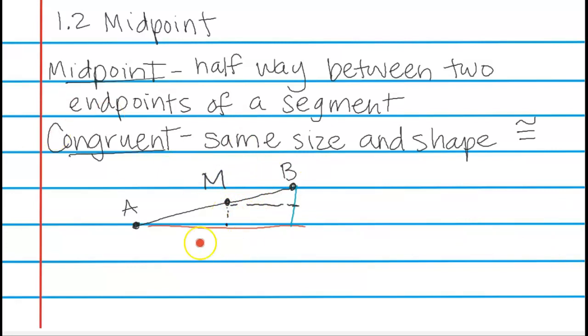Now my vertical distance, we have a special symbol for that as well. Triangle X, this is a Greek letter called delta. So delta X means the change in X, and delta Y for our vertical line means change in Y.